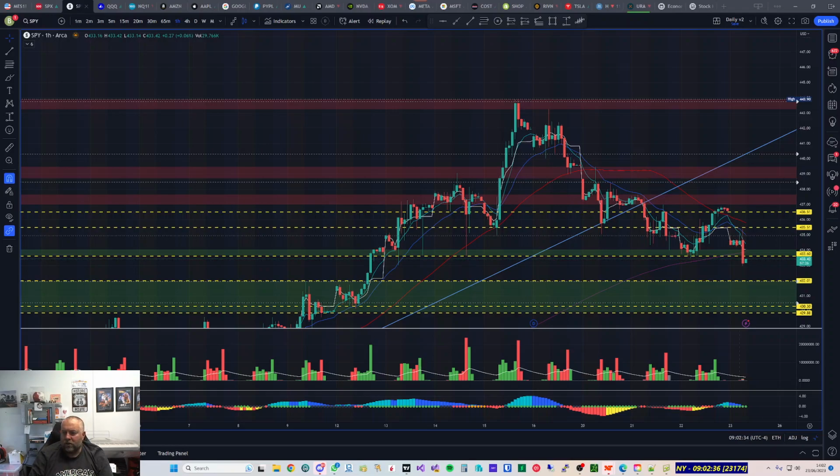Use as many confirmations as possible. So we've got levels as a confirmation area, we have the head and shoulders pattern as a confirmation, we have volume we can look at for confirmation, and we can have candle patterns like the top and tails for confirmation as well. So the more confirmations the better.